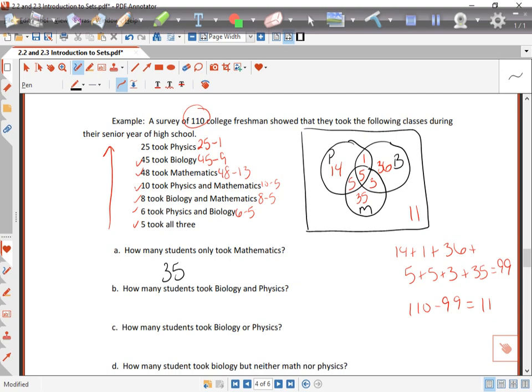The next one, how many students took biology and physics? And part C, how many students took biology or physics? These are very, very similar. "And" is where they overlap. "Or," remember, means put together. So biology and physics, that's these two circles. They overlap here. 5 and 1 give me 6.